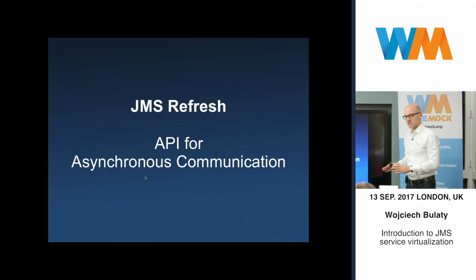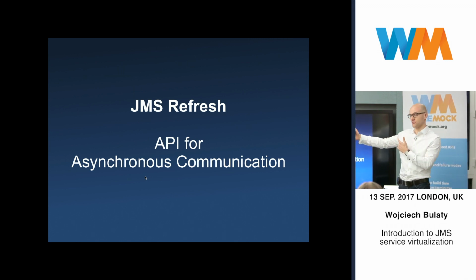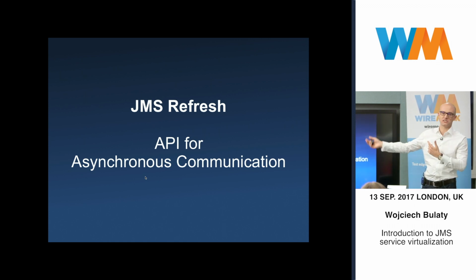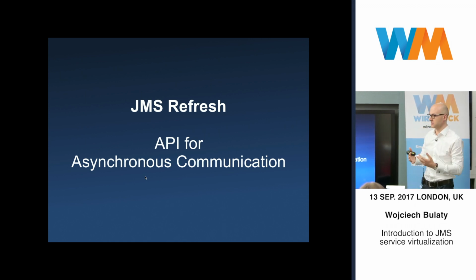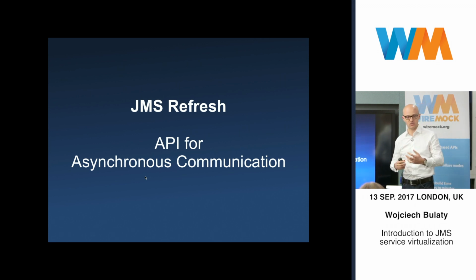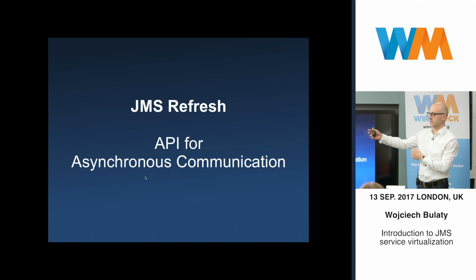So a quick JMS refresh to start with. JMS is an API for asynchronous communication. If you're doing HTTP, you're going to send a request and you're going to synchronously wait for a response. HTTP 200, HTTP 404, but you're synchronously waiting for that response. What happens in JMS is if you're talking to a server via the JMS API, you're going to send a message, and that's basically it.